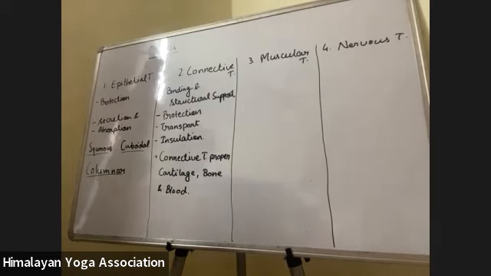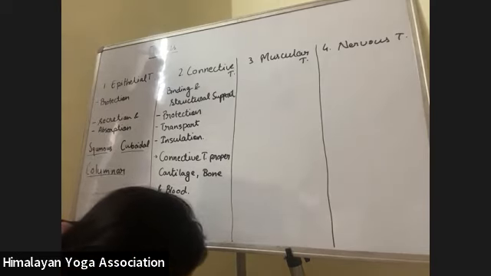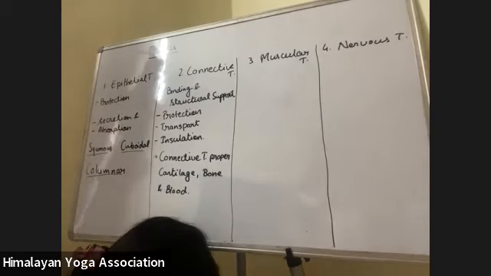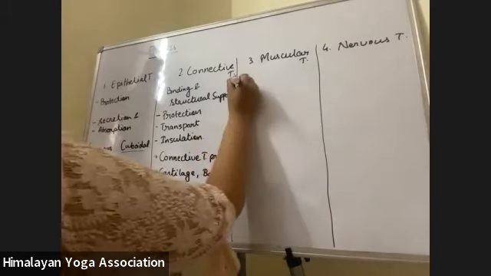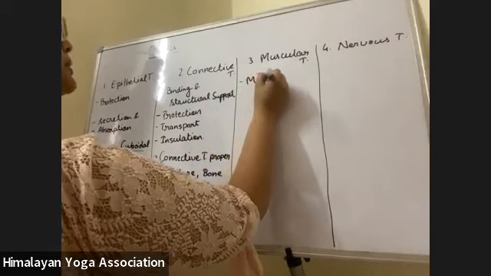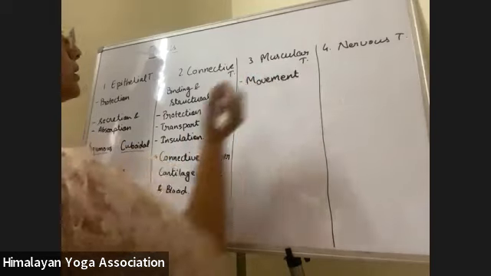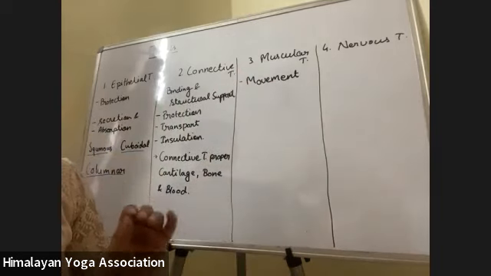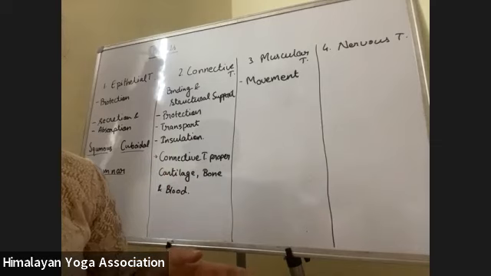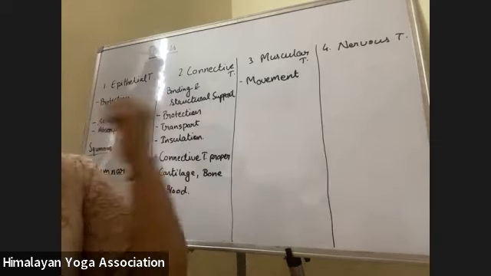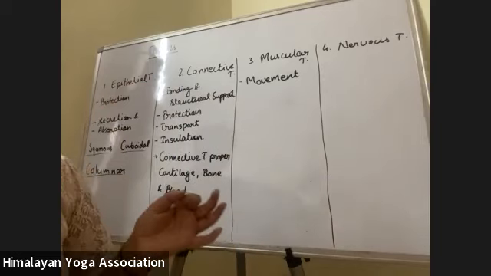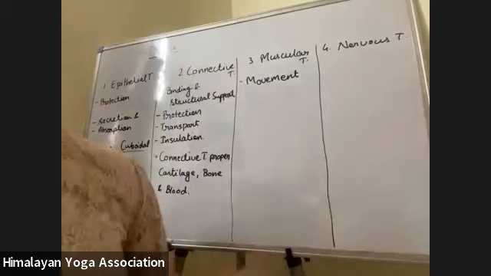Then we have muscle tissues. So what is muscle tissue doing? Muscle tissue is providing us movement. You see, if we have only bones, do you think we can move? Can we do any kind of movement? We cannot. We need muscles for that.